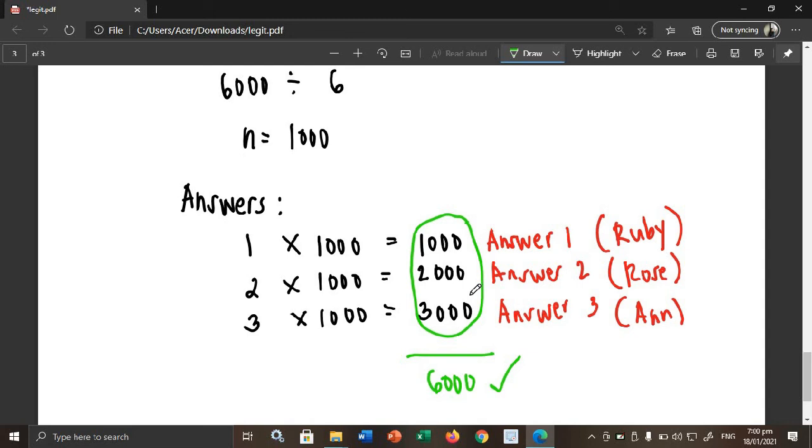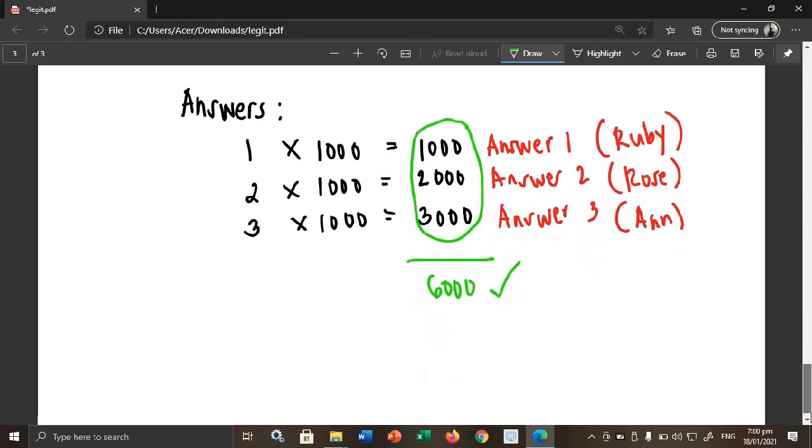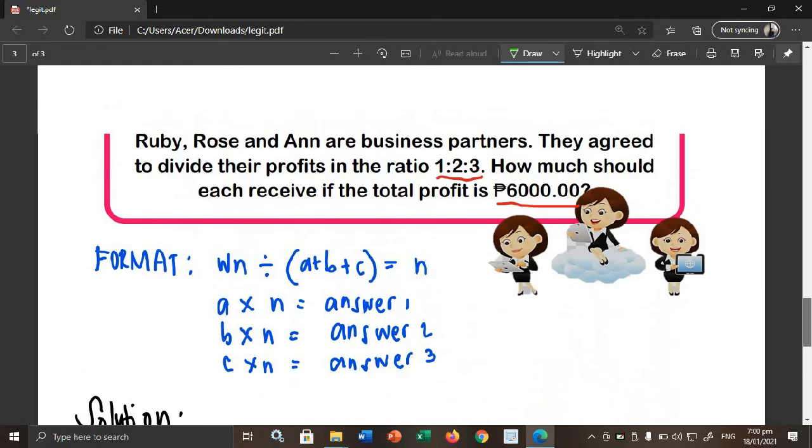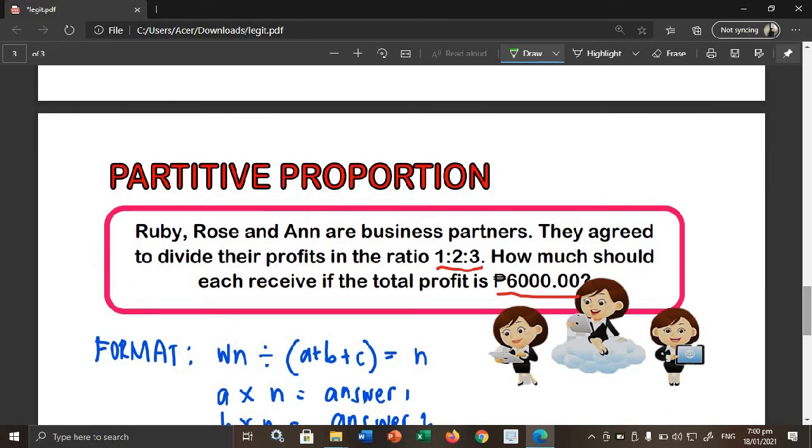So, yeah, we have 3 answers. The profit of Ruby is 1,000. The profit of Rose is 2,000. The profit of Anne is 3,000. So, this will be the answers in solving a partitive proportion. That is how you solve problems in real life using proportions.